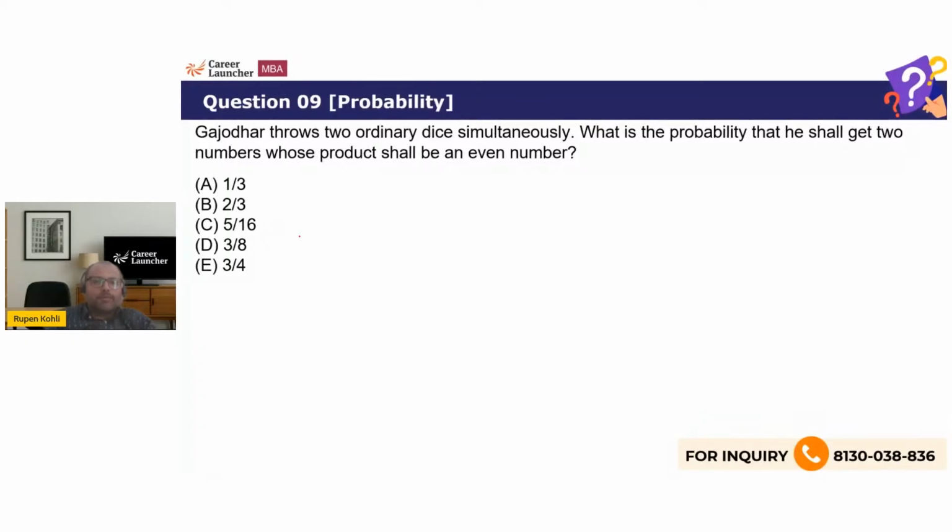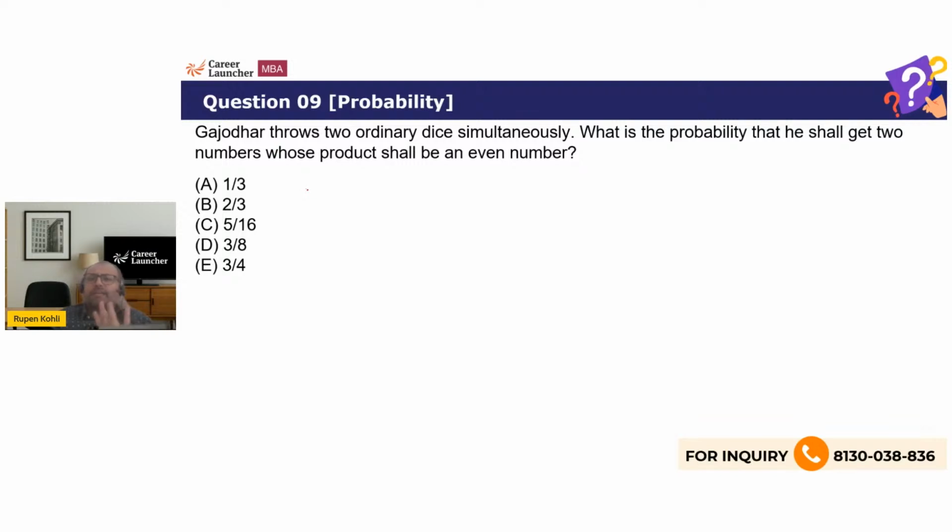Okay, probability. Let's see. Gajodhar throws 2 ordinary dice simultaneously. What is the probability that he shall get 2 numbers whose product shall be an even number?